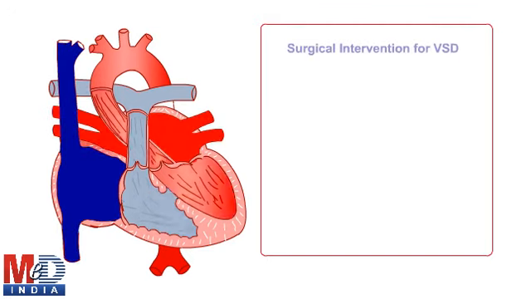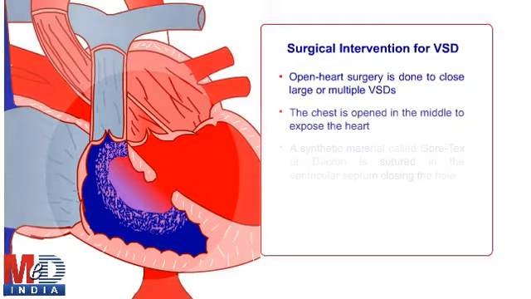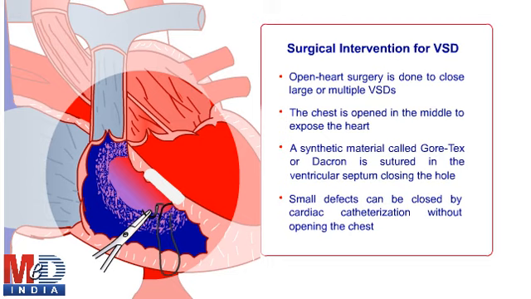During open heart surgery, a synthetic material called Gore-Tex or Dacron is used to close the defect. Moderate to large size defects or multiple VSDs can be closed by surgery.